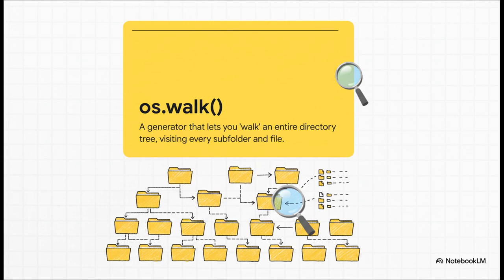But what if you need to do something really complex, like find every single JPEG file buried deep inside a messy folder structure? For that, we bring out the powerhouse, os.walk. Think of it like a little robot that you can send into a directory, and it will systematically walk through every single folder and every subfolder and report back what it finds.